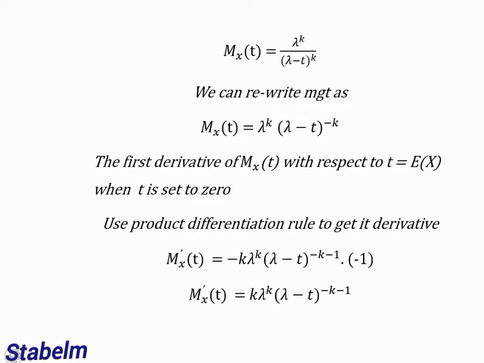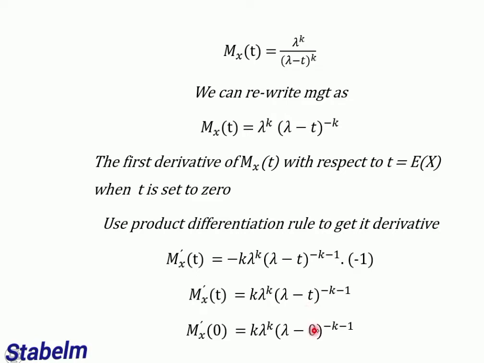Minus k minus 1. So this minus here already neutralized the negative value here. Now we should not forget that this will become our mean when we set t equal to 0. So this minus t here will become minus 0 in order to get our mean. So from that point, we now have m prime x of 0 equals k lambda raised to power k into bracket lambda minus 0 raised to power minus k minus 1.